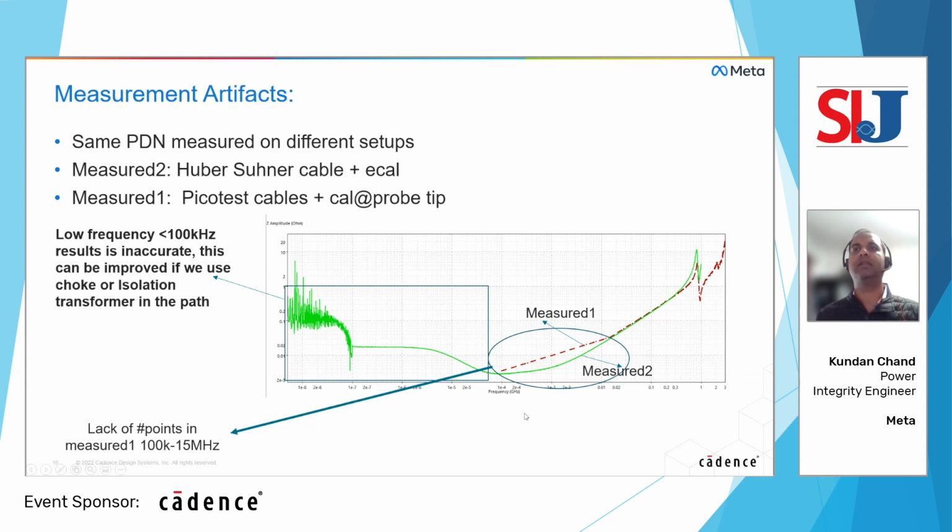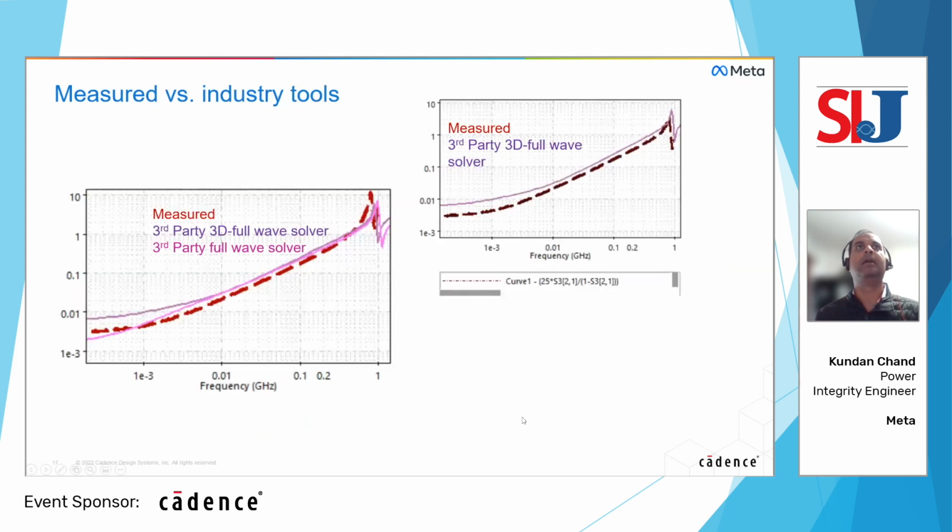So we had a similar measurement, and then in the next step we ran and compared it to our simulation models. Here I'm showing the red dotted one is your measured data, whereas the magenta is comparing two different full wave solvers. And we can see a pretty decent correlation around this frequency range, which we are more interested in.